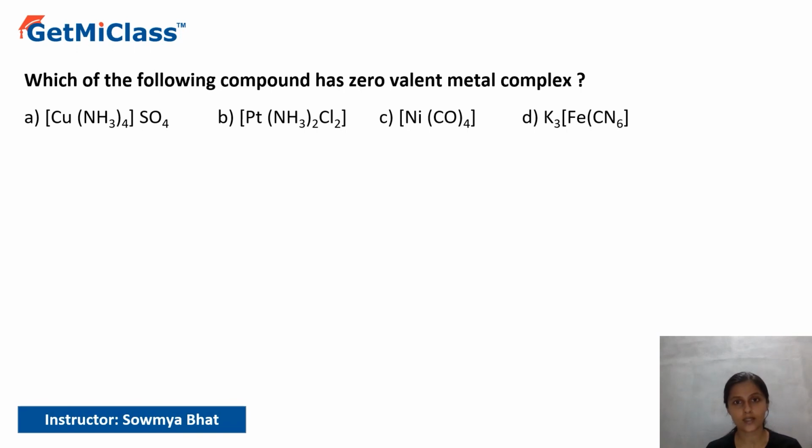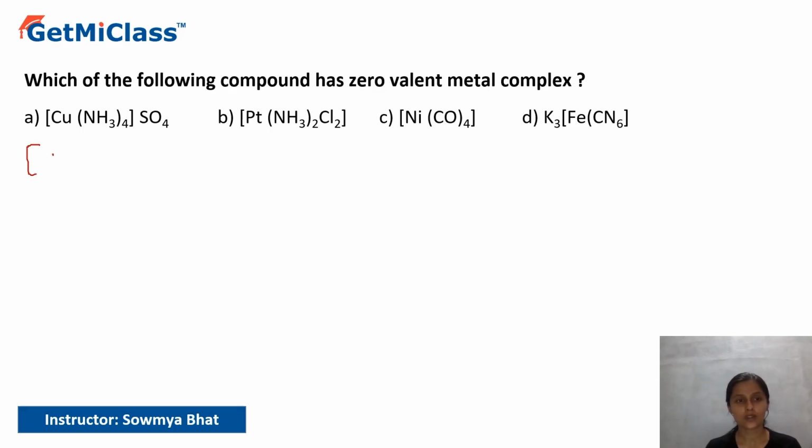Which of the following compounds has a zero valent metal complex? So in the given options, you are supposed to find out which metal in the given complexes has 0 valency, that is, the oxidation state of the metal becomes equal to 0. So let's find that out.